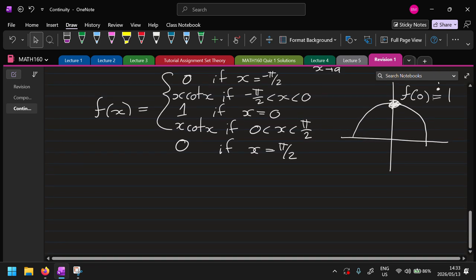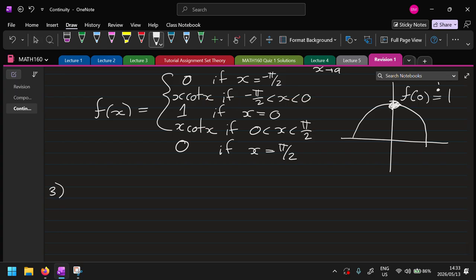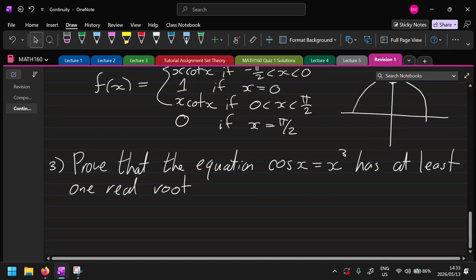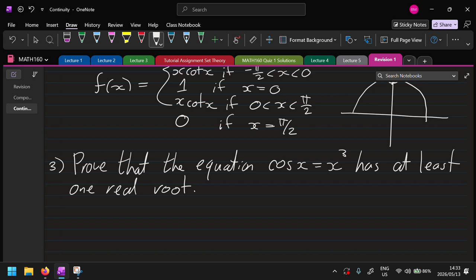Last one here on continuity. Prove that the equation cos x equals x cubed has at least one real root. So we've got this equation here. We want to show that there is at least one real root. We don't know what it is, but we want to show that there is at least one.